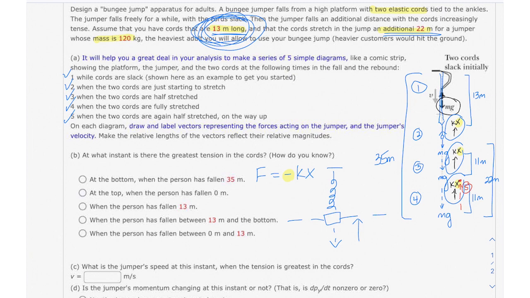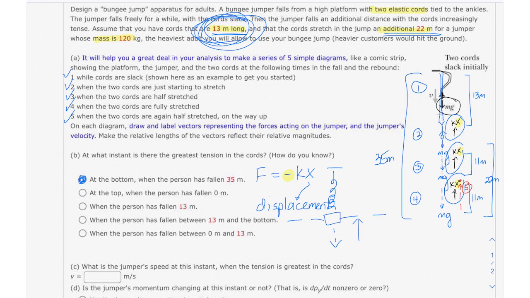So the further that you are from your equilibrium point, the higher the value for x in this equation. X is equal to your displacement from equilibrium. And if x represents your displacement, then the greatest tension is going to occur when we have the greatest displacement, when we are stretched as far away from that equilibrium position. And that is going to occur when we are here at the bottom.